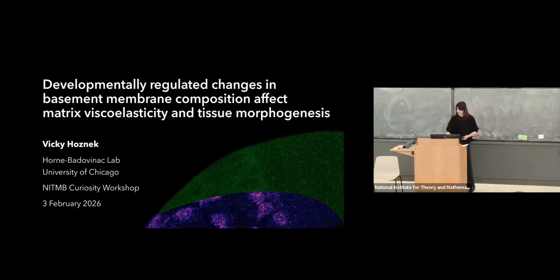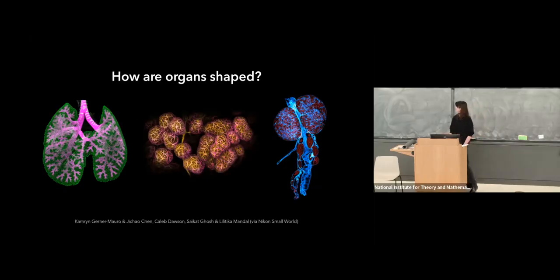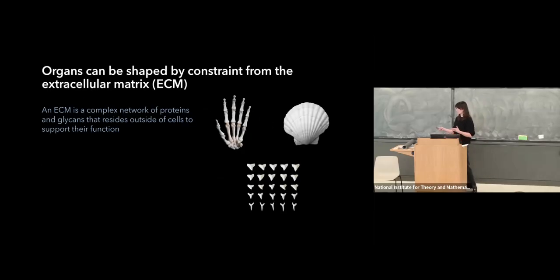I am a developmental biologist. I'm really interested in how organs acquire their distinctive forms. So I'm showing you the lungs and the mammary gland in the mouse, as well as the lymph organ in Drosophila, all of which have wildly different forms that help them achieve their specific functions. And what I'm especially interested in is how constraint from the extracellular matrix can shape an organ.